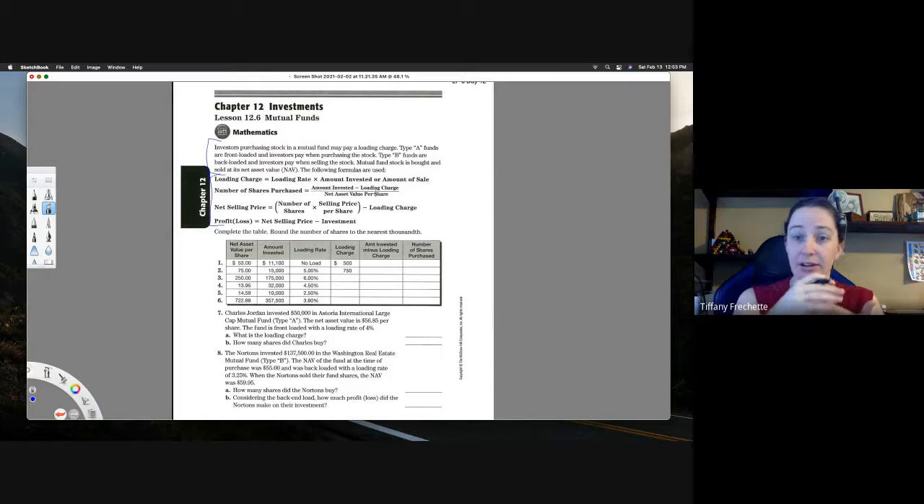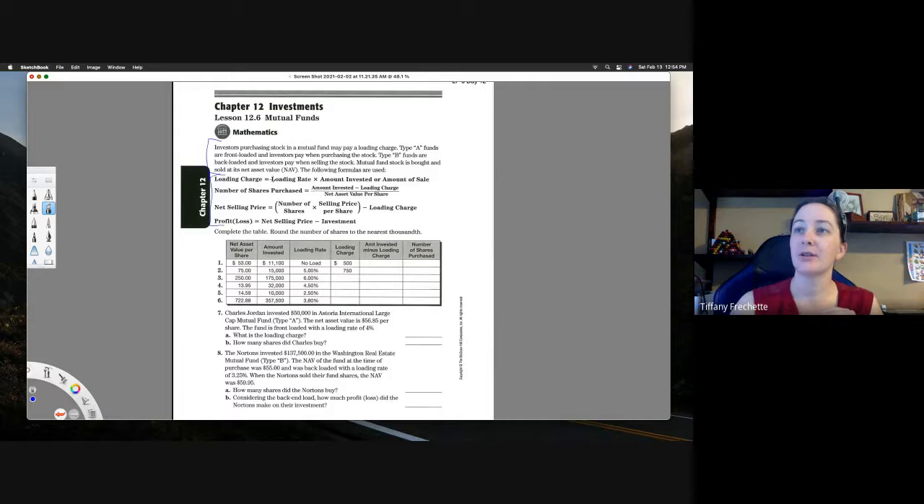Like it said, front-loaded just means you pay the charges up front. Back-loaded means you pay them on the back end, meaning when you sell the stock, that's when you have to pay your loading charge. Forgot what it was called for just a second there. Lost my train of thought. So they're giving you some very quick information there.